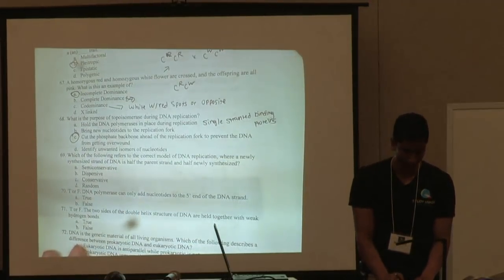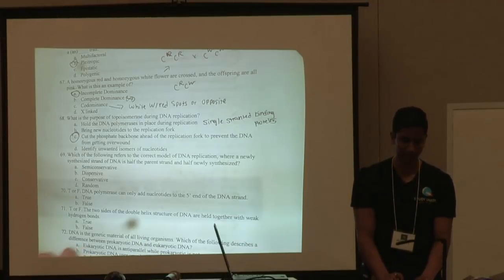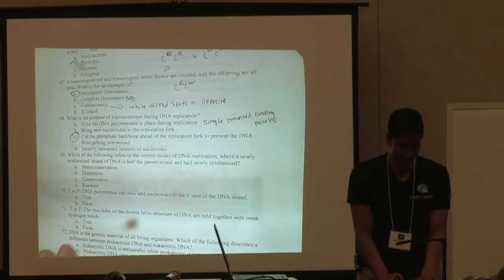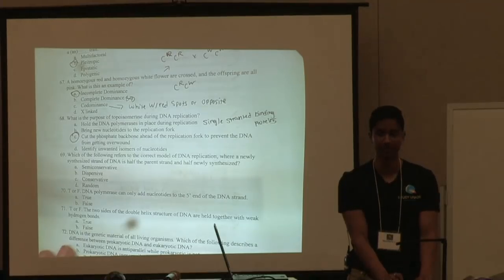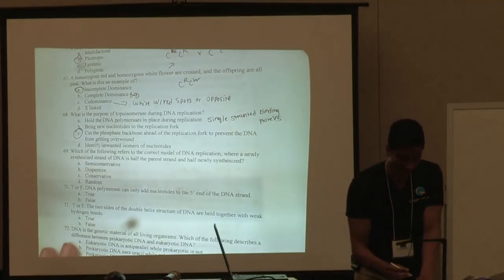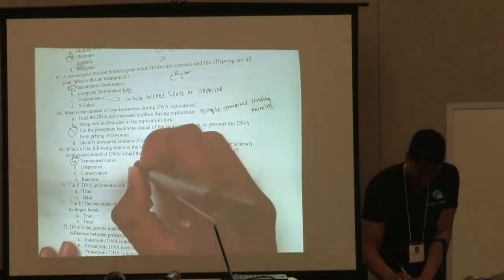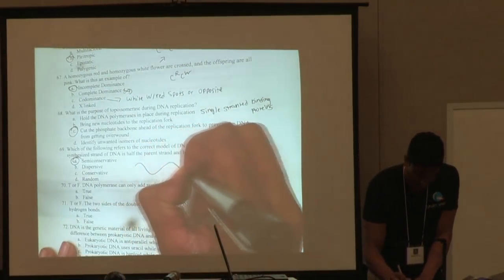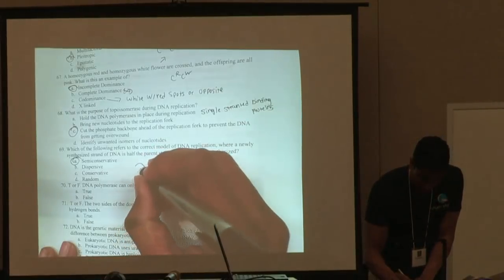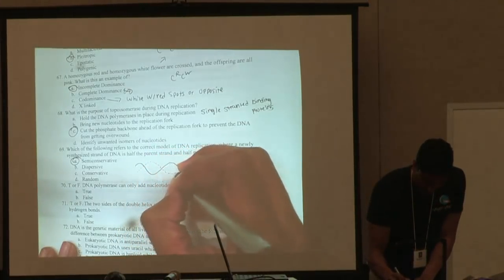All right. Which of the following refers to the correct model of DNA replication, where a newly synthesized strand of DNA is half the parent strand and half is newly synthesized? Semi-conservative. So it should look something like this. This is the parent strand, and then that's the new strand.